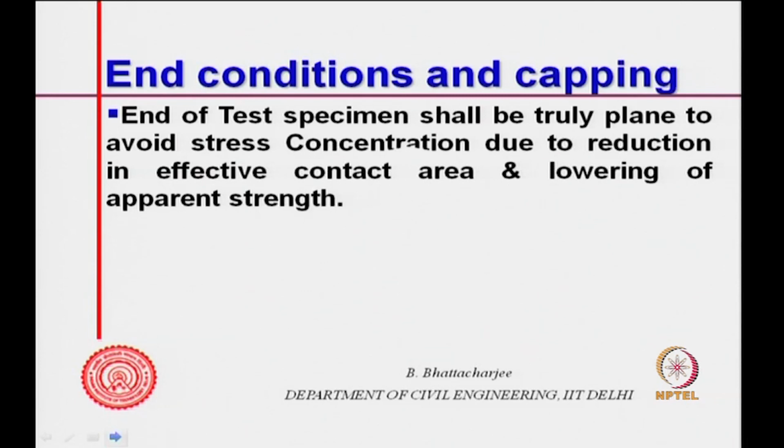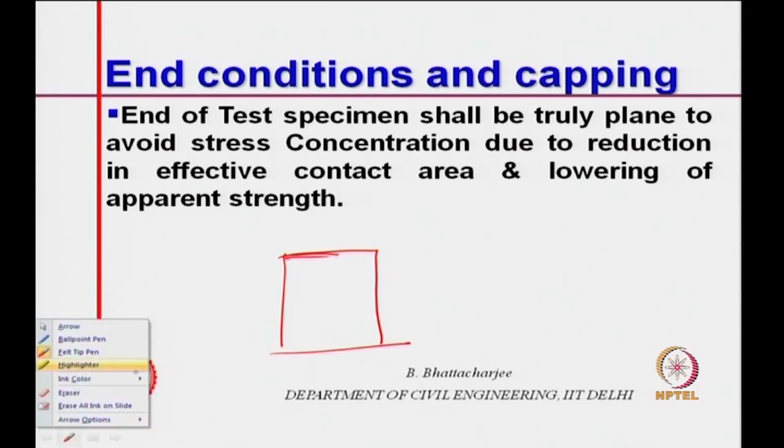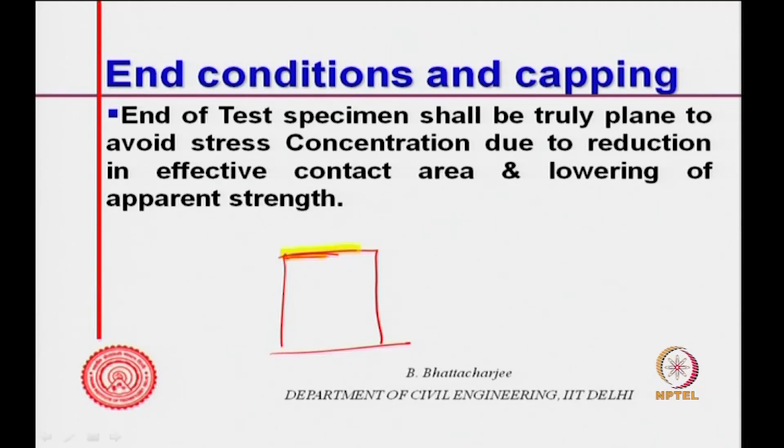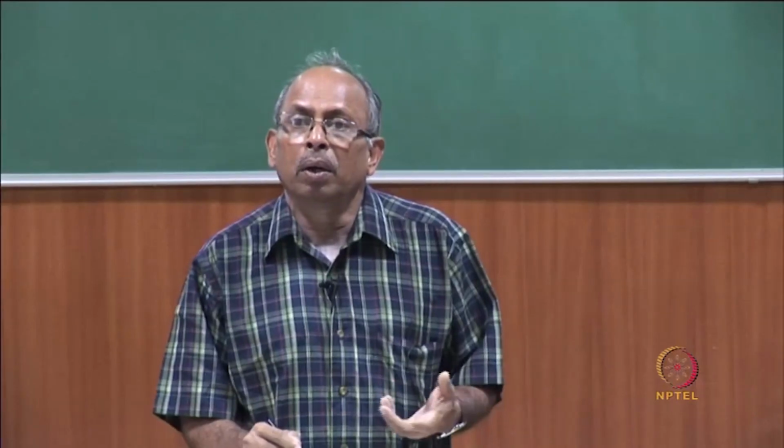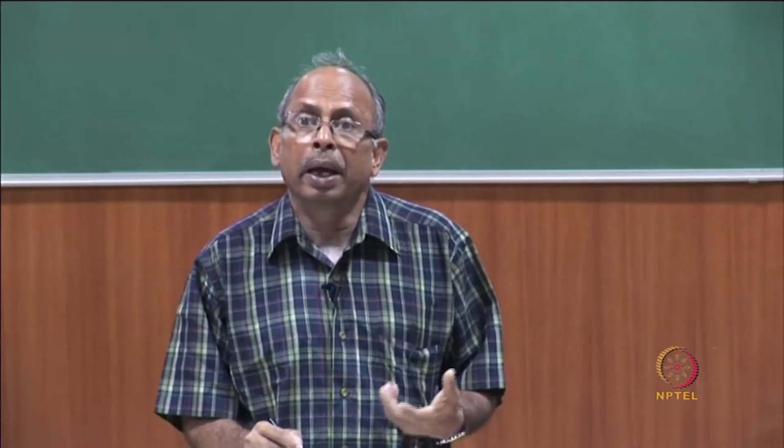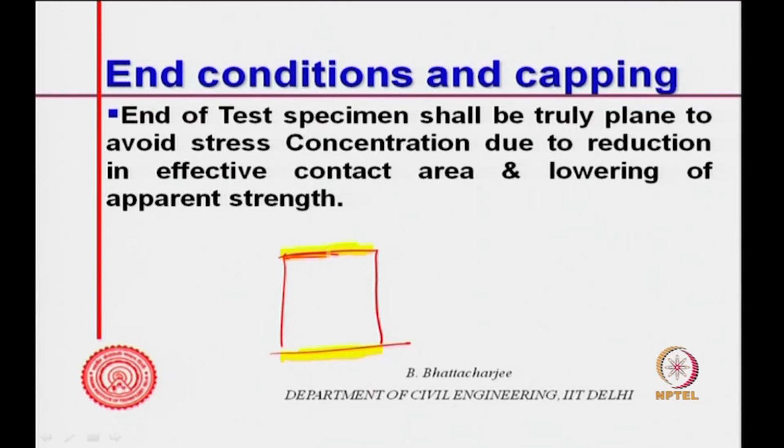Now, end condition in capping. The end of the test specimen shall be truly plain. This is what we talked of. This portion should be truly plain. Otherwise, because of the undulation, the contact area would reduce and there will be stress concentration, so the effective contact area will reduce and the apparent strength will reduce. So, the first thing is that it must be plain.